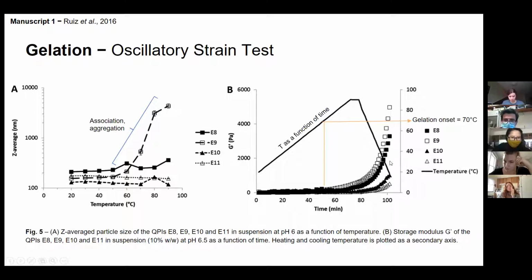They kind of linked it to the DSC results. So in the DSC results, they saw that the denaturation onset was at around 75. And then for this result over here, we see a gelation onset at around 70 degrees. So they kind of linked it there, indicating that denaturation occurred before the formation of the gel, because this is a heat-induced gel.